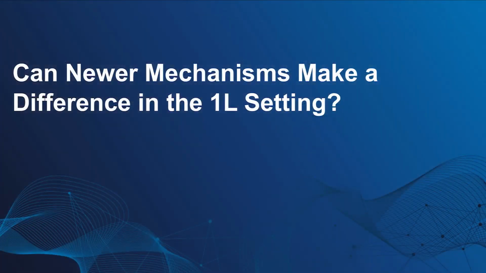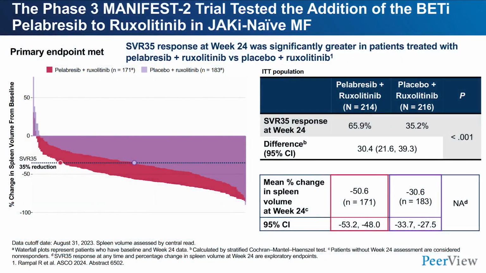So the question is, can newer mechanisms make a difference in the first-line setting? These trials have been challenging but very, very interesting. So when you look at the phase 3 MANIFEST-2 trial, when we did this study, it was really to see, should we be taking patients early on that have some higher risk features and adding on this BET inhibitor to ruxolitinib, the BET inhibitor called pelabresib. So when people have a spleen volume response of 35% at week 24, it was significantly greater in patients with the combination versus placebo combined with ruxolitinib. So that was pretty impressive, actually, with this combination.